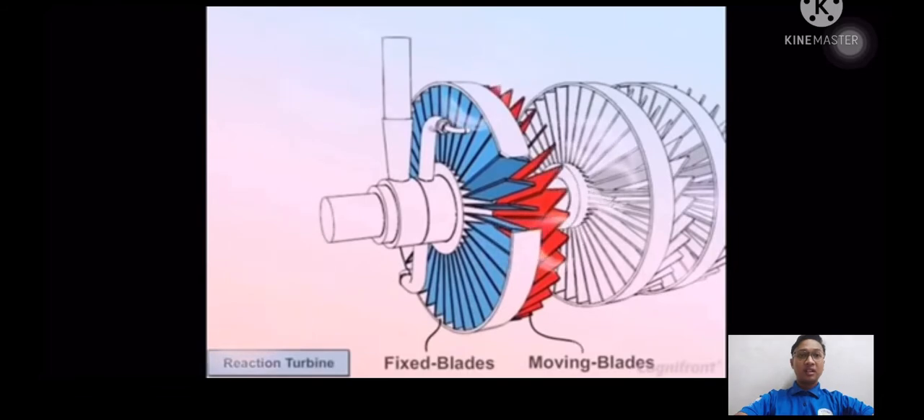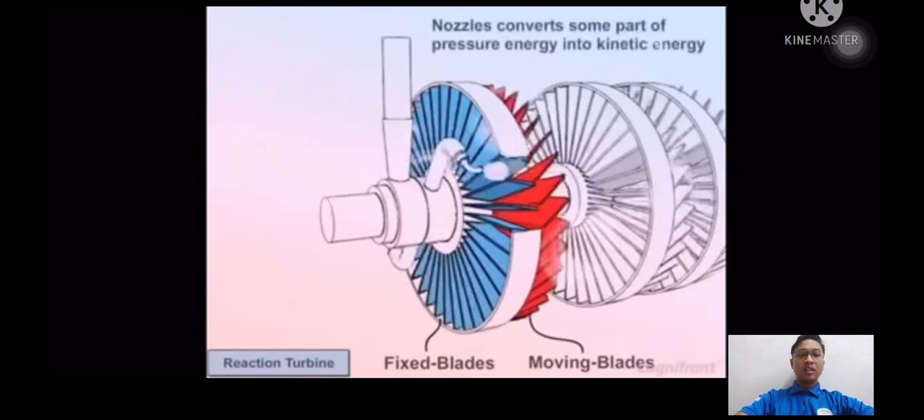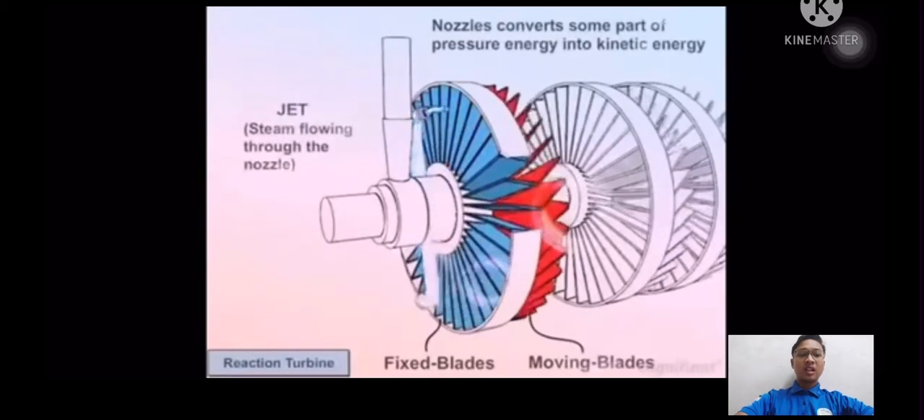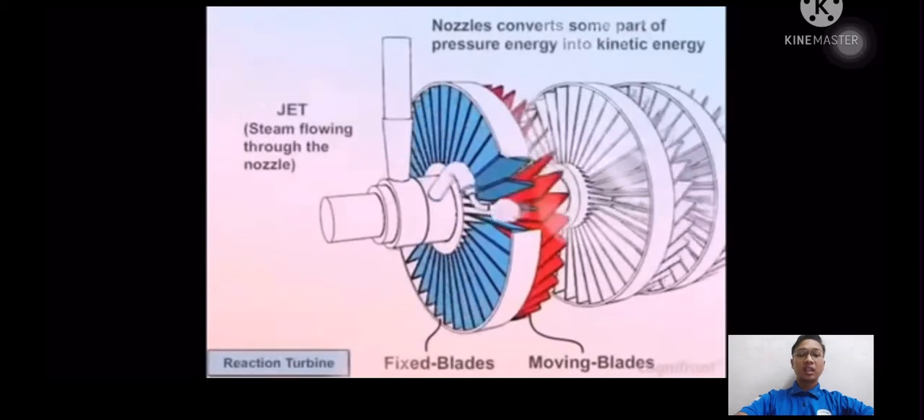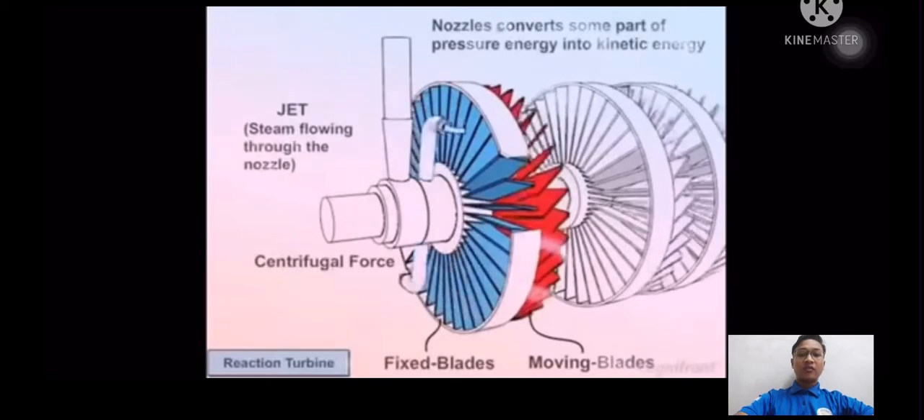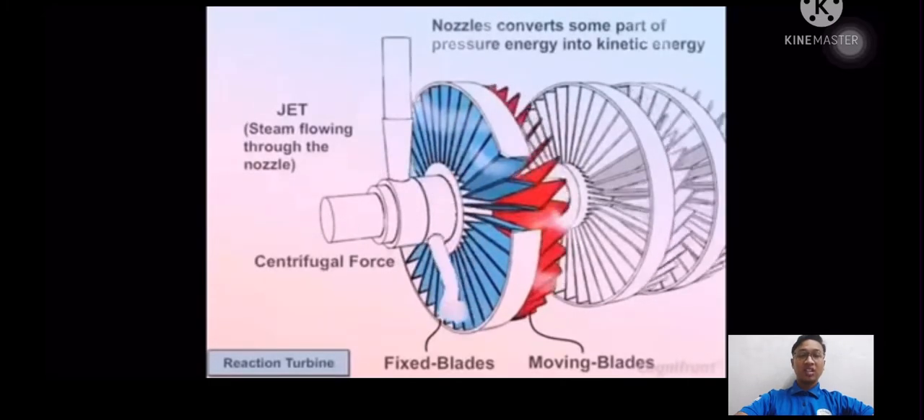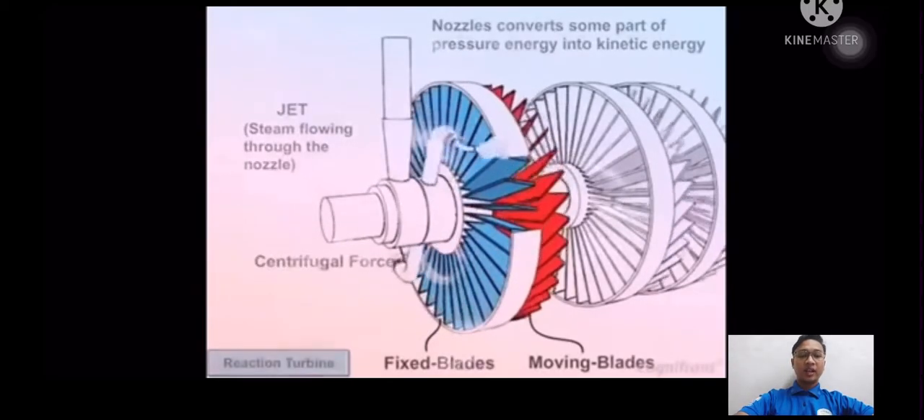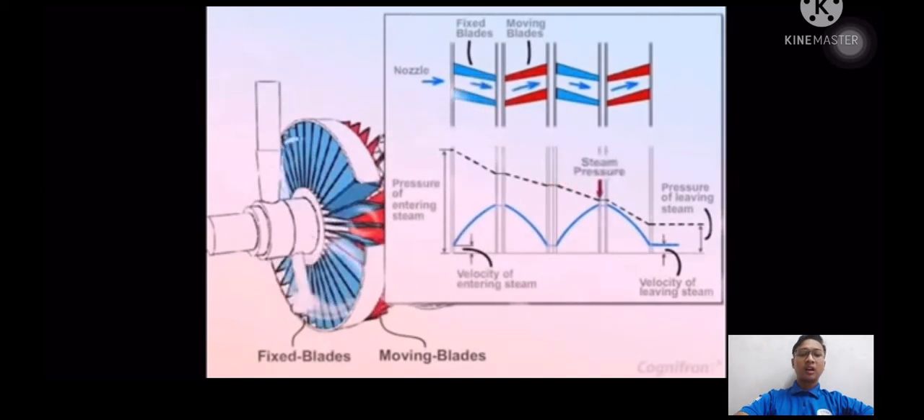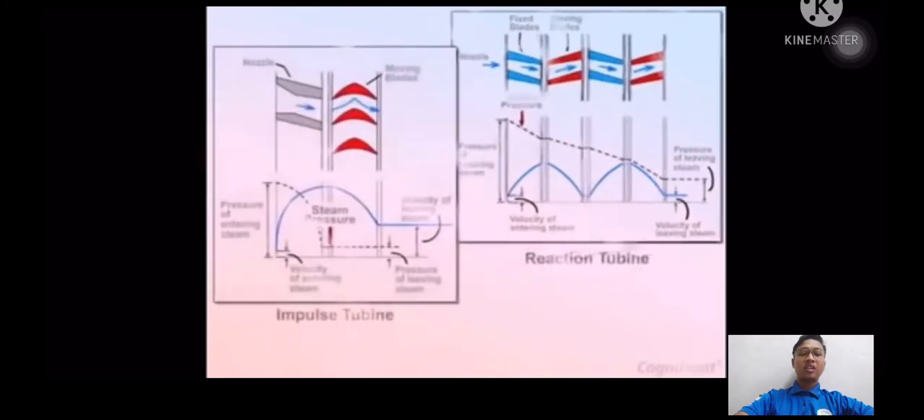Okay, next, let's see the reaction turbine. In this turbine, the nozzles are attached to the guide wheel. This nozzle converts some part of the pressure energy into kinetic energy. The steam flowing through the nozzle is called a jet. This jet is passed through the moving blades with pressure and kinetic energy. The steam molecules exert force on the blades, and this causes the turbine runner and shaft to rotate. This shaft is also connected with the generator. Therefore, the generator rotates and electricity is produced in the reaction turbine. As we can see in the diagram, the steam pressure falls gradually, whereas in an impulse turbine it is constant while flowing through the blades. In the reaction turbine, the velocity of the steam decreases while flowing through the moving blades. That's for the reaction turbine.